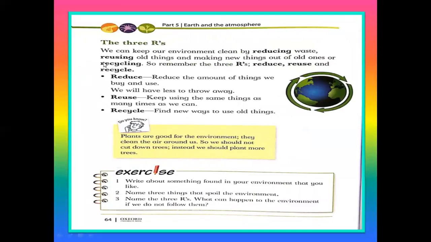Now, what about the 3 R's principle? The 3 R's. We can keep our environment clean by reducing waste, reusing old things, and making new things out of old ones, or recycling. So remember the 3 R's, that is reduce, reuse, and recycle. Now what is reduce? Reduce the amount of things we buy and use. We will have less to throw away. Reuse. Keep using the same thing as many times as we can. Recycle. Find new ways to use old things.